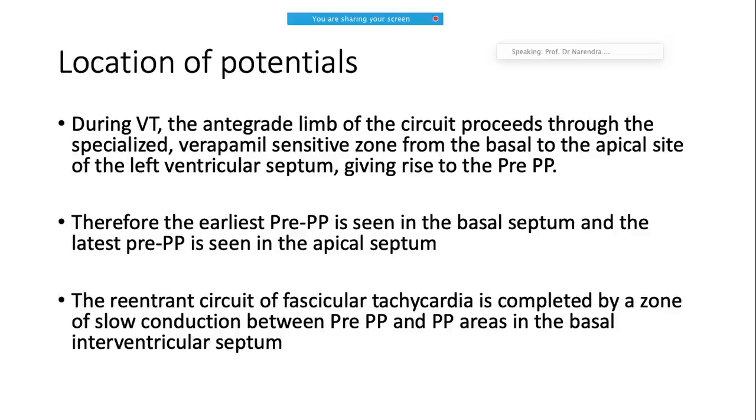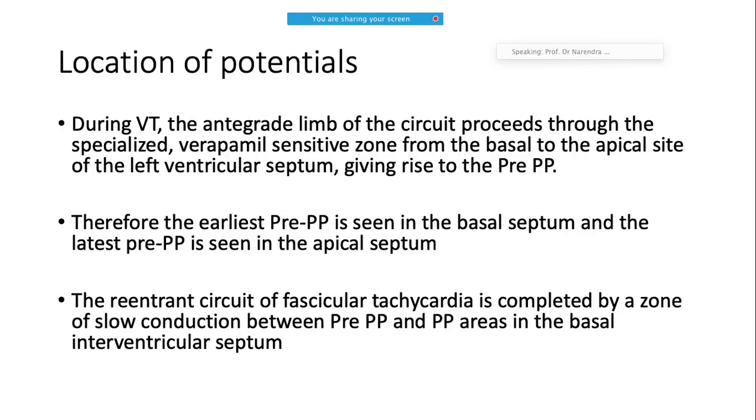So we are always curious to know, since we know about it, what about its significance? What is its significance actually? Where is it located? What happens, especially when the tachycardia is going on, is that the anterograde limb of the circuit tends to proceed through the specialized verapamil sensitive zone from the basal to the apical in the LV septum. And that is the one which causes triple P, okay? Don't forget, as I was telling you.